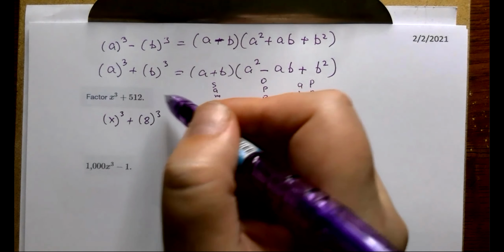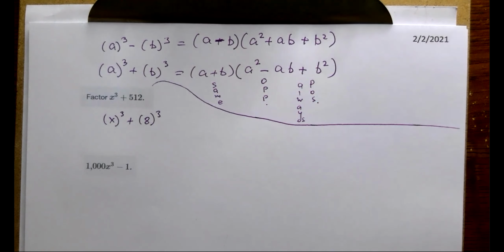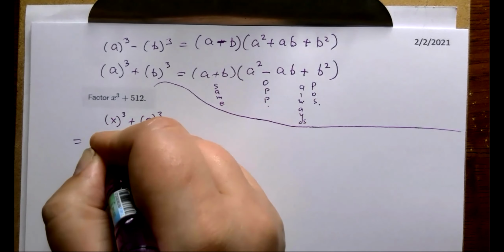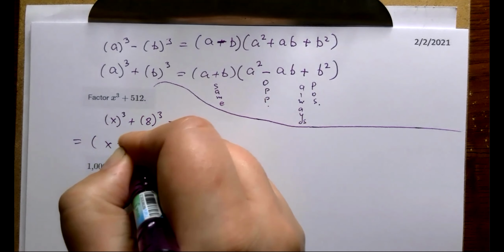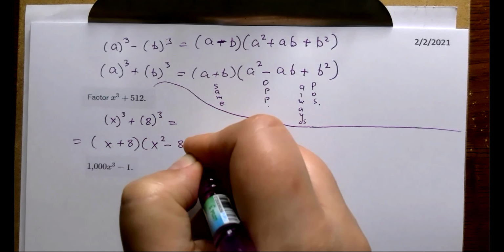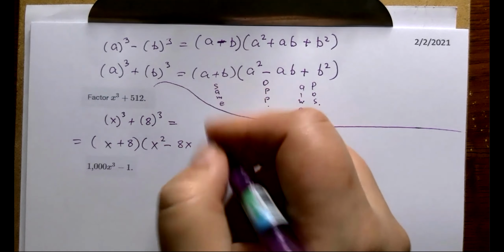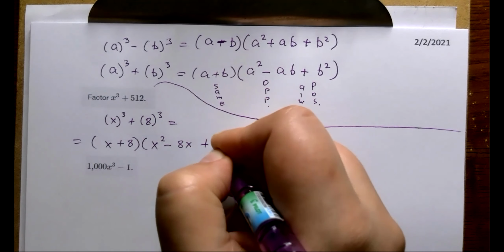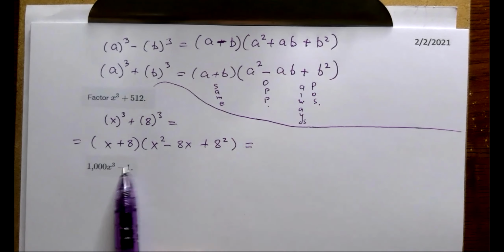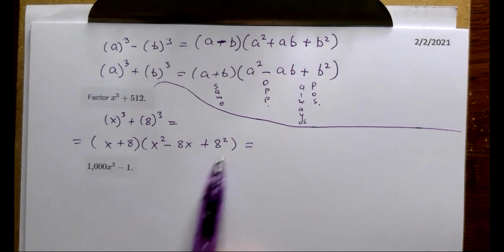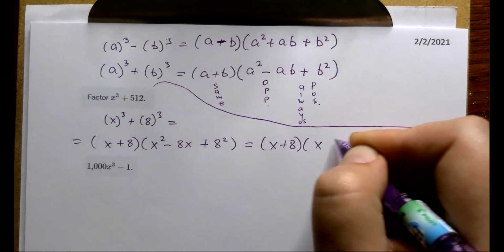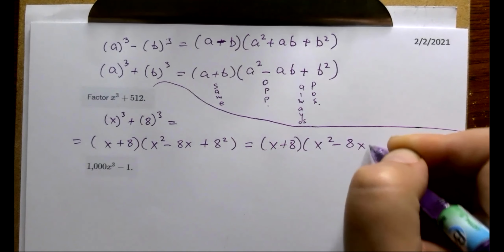So with that out of the way, what do we have? Same, opposite: x times 8, or 8x, and always positive, 8 squared. The only thing that we need to do now is to actually square the 8, and we get (x plus 8)(x squared minus 8x plus 64).